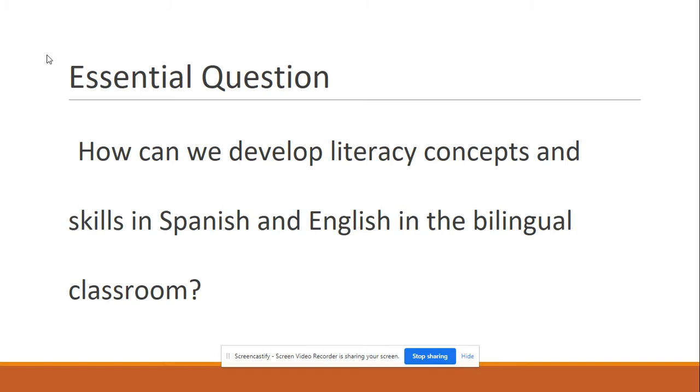Essential question, how can we develop literacy concept and skills in Spanish and English in the bilingual classroom? Before we continue, I want you to keep this question in mind, and think about what is the best way to help bilingual students to develop literacy concept and skills.